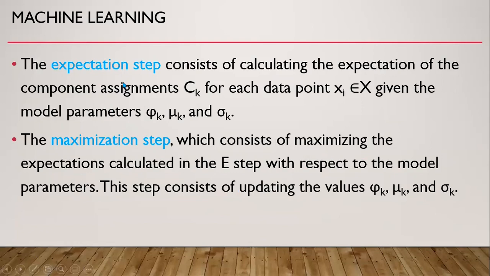There are two steps in the expectation maximization methodology. One is the expectation step, which consists of calculating the expectation of the component assignment for each data point xi given the model parameters, and these are for each component. Then a maximization step, which consists of maximizing the expectations calculated in the first step with respect to the model parameters. This step consists of updating the values of the model parameters of each component.